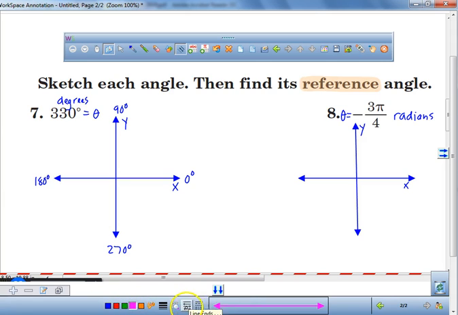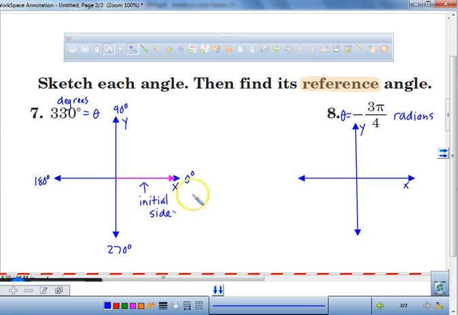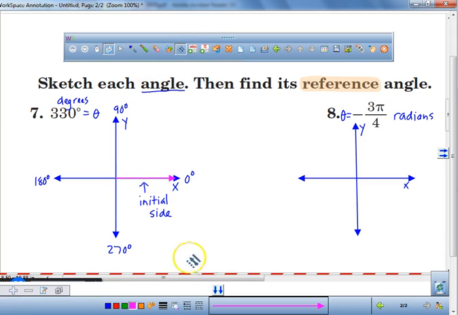Now, it's been a while. When you start sketching angles in standard position, this is where you start. Right here, this side is your initial side, so I'm going to write initial side. Your x-axis will always be your initial side when it says sketch your angle. Then from there, you rotate 330 degrees positive, which means counterclockwise.